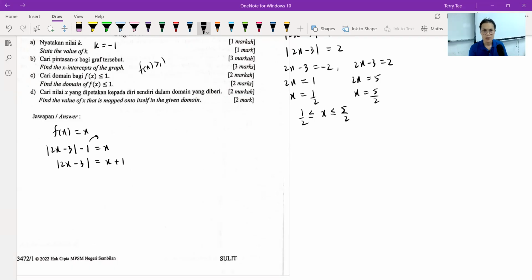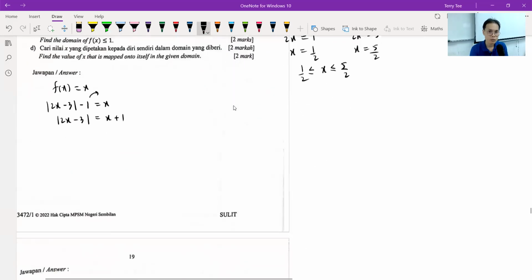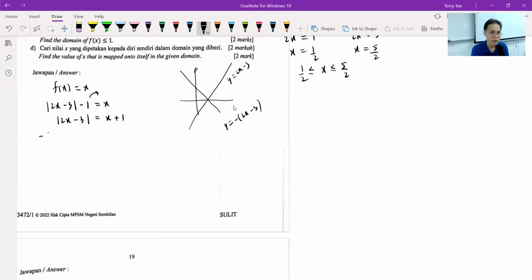One thing about modulus, I like to open up the modulus one by one. For example, 2x - 3, you have a positive side, which is this, and a negative side, which is negative of 2x - 3. So when you open a modulus, there's a plus minus. You can bring over the negative side of this versus the positive side of this. It is now equal to x + 1.